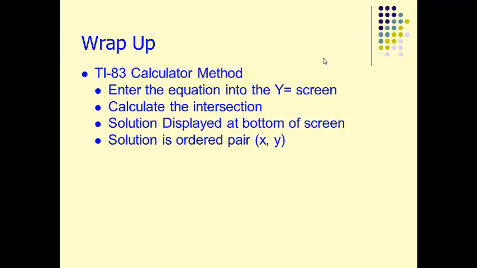Here, to wrap up, we just used the TI-83 graphing calculator to help us solve a system of linear equations. We entered the equations into the Y equals screen. We calculated the intersection, and the display was presented to us as an x equals and a y equals. What does that really mean? That means the solution is an ordered pair. That means it is over x units on the x-axis and up or down y units on the y-axis.